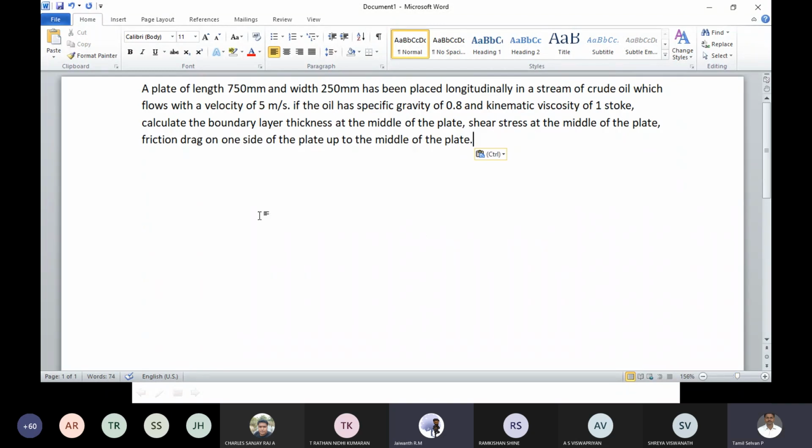Okay, so what is given is a plate of length 750 mm and width 250 mm placed longitudinally, lengthwise, in a stream of crude oil which flows with a velocity of 5 meters per second. If the oil has a specific gravity of 0.8 and viscosity of 1 stoke, calculate the boundary layer thickness at the middle of the plate, the shear stress at the middle of the plate, and the friction drag on one side of the plate up to the middle of the plate. Okay, so these things were given. Now you are expected to write the given data.